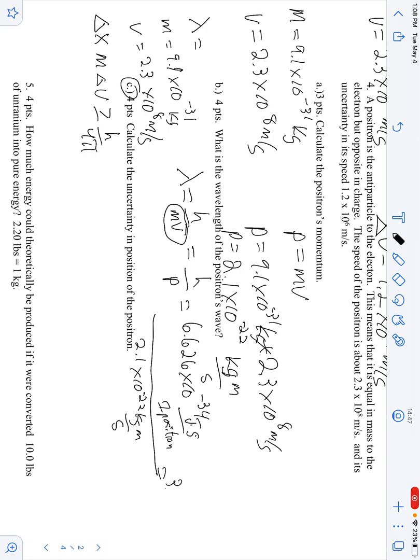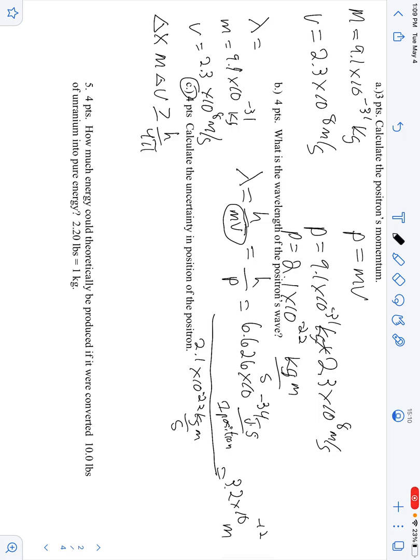And I'm going to get 3.1. Actually, with 2 sig figs, it's going to round to 3.2 times 10 to the negative 12 meters, because wavelength must be in meters. Okay.